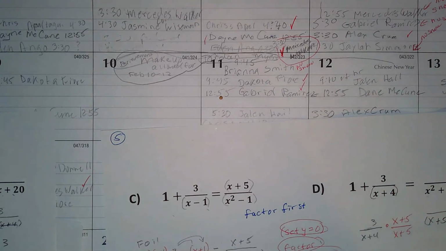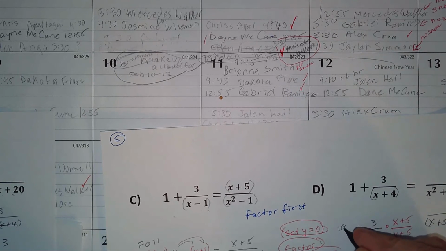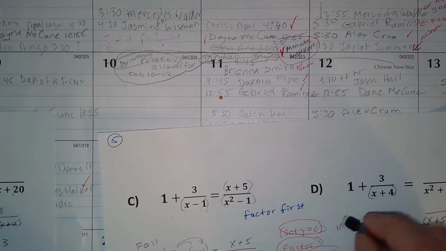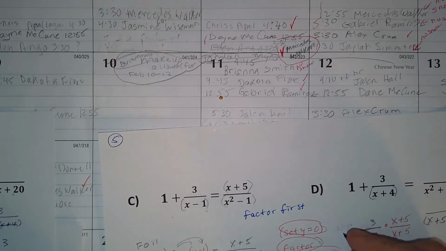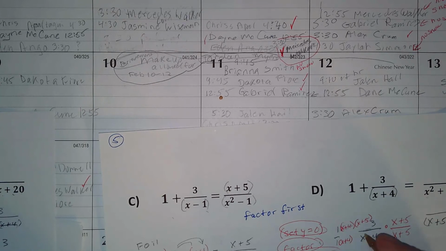Just to make it all work, this is 1 times x plus 4. Now let's do it this way. 1 over 1, and then this is x plus 4 times x plus 5. So x plus 4 times x plus 5, and this is x plus 4, it's x plus 5.